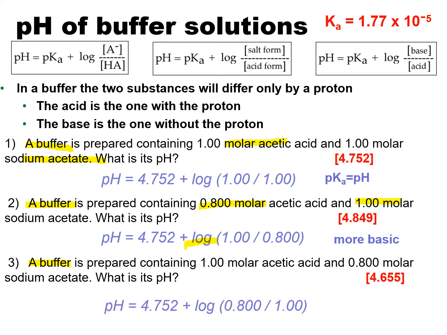The third example is the opposite. In this case you have more acid and less base. Because the base goes on top, this time the logarithm is going to be the logarithm of a number that's lower than 1. The logarithm will come out negative. So you're taking something away from this 4.752. In fact, the pH will come out around 4.6, so more acidic. That makes sense because this time you have more acetic acid than base, sodium acetate.